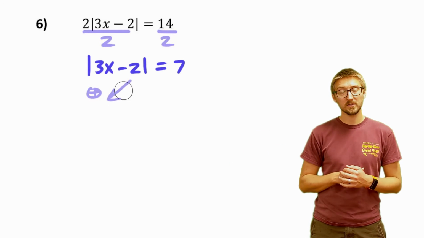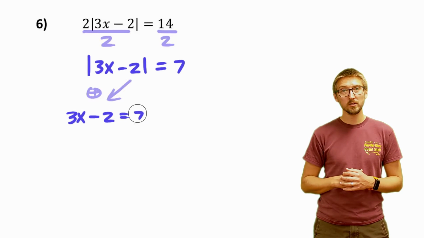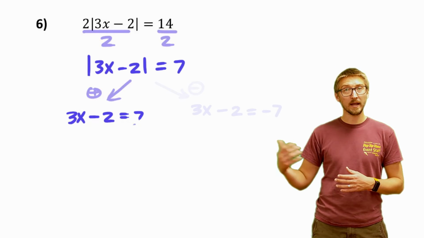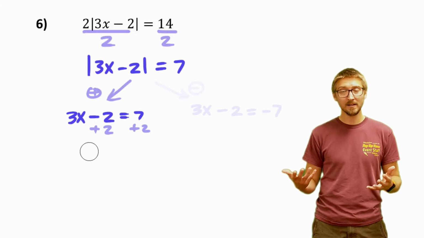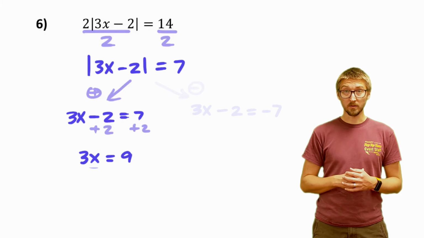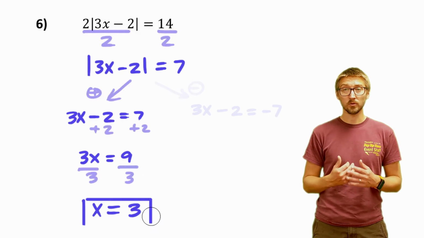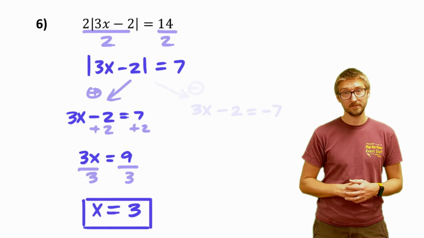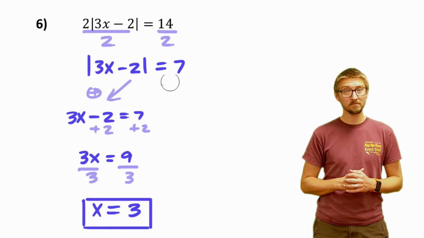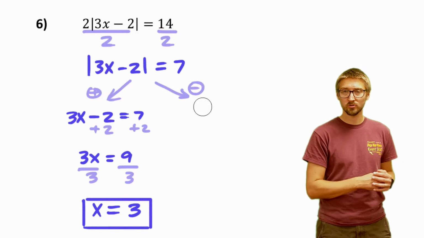So 3x minus 2 equals 7. This is my positive branch. I'm going to go ahead and add 2 and add 2. 7 plus 2 is 9. Dividing by the 3 that was with the variable, 9 divided by 3 produces 3 as an answer. One solution down. Now we have to try the negative branch.